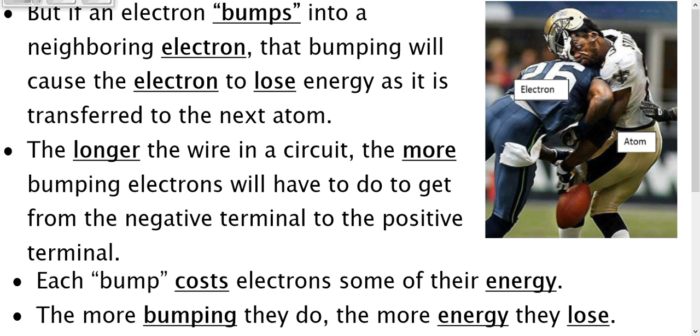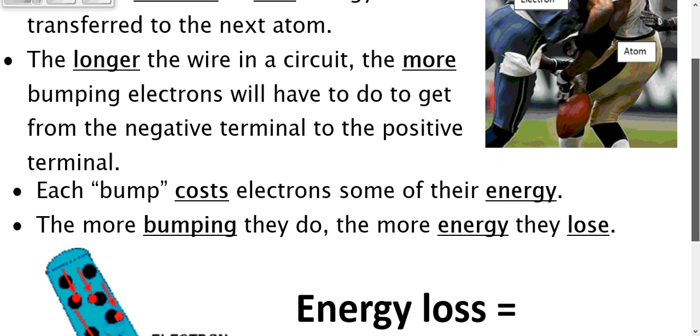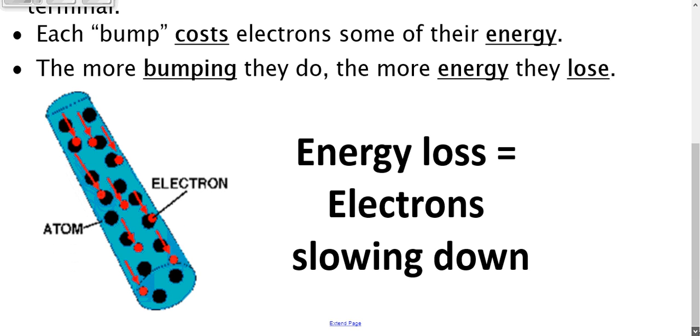If an electron bumps into a neighboring electron, that bumping will cause the electron to lose energy as it's transferred to the next atom. The longer the wire in a circuit, the more bumping electrons will have to do to get from the negative end of the battery to the positive end. Each bump costs electrons some of their energy. The more bumping they do, the more energy they lose. So energy loss is equal to electrons slowing down. So as they lose energy, they actually slow down in that circuit.